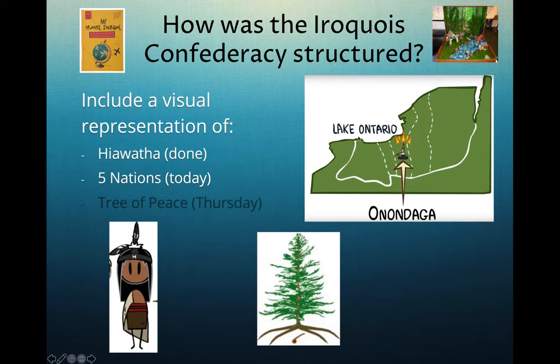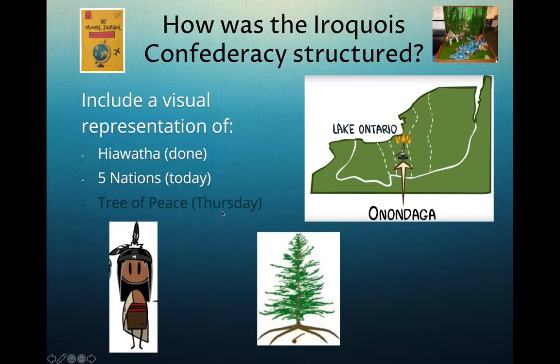So then today, what you need to do is include an image, something kind of like this, which shows the 5 nations. It does not need to be exactly this. You could use other visual representations to show the 5 nations. Maybe you want to show 5 different people, 5 different chiefs. Maybe even show the wampum belt, which does represent the 5 nations joining together. So it's your choice, but I am going to be looking for that, okay?